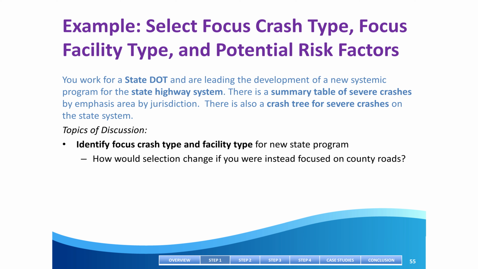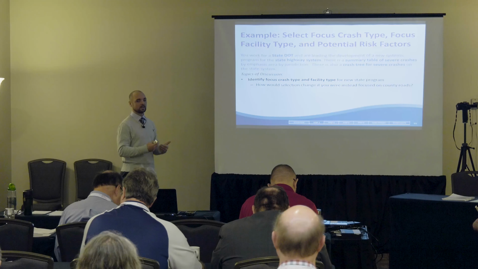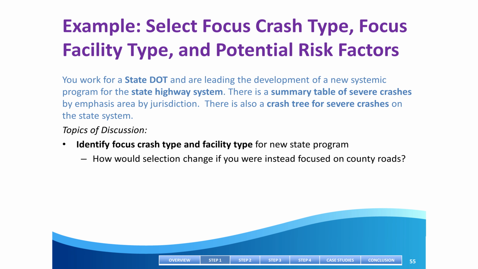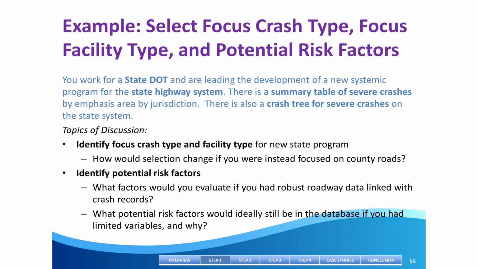And in this case, we have a state program, so we're focused on state roads. But then we can take a look at this a little differently and say, well, what if we were focused on the county roads? Would that change our selection at all for the focus crash and facility type? The next step is to identify potential risk factors. So what factors would you evaluate if you had unlimited information? So just start to brainstorm those potential risk factors. And then if your state had a very limited data set, what would be those critical risk factors that you'd want to make sure were included in there?